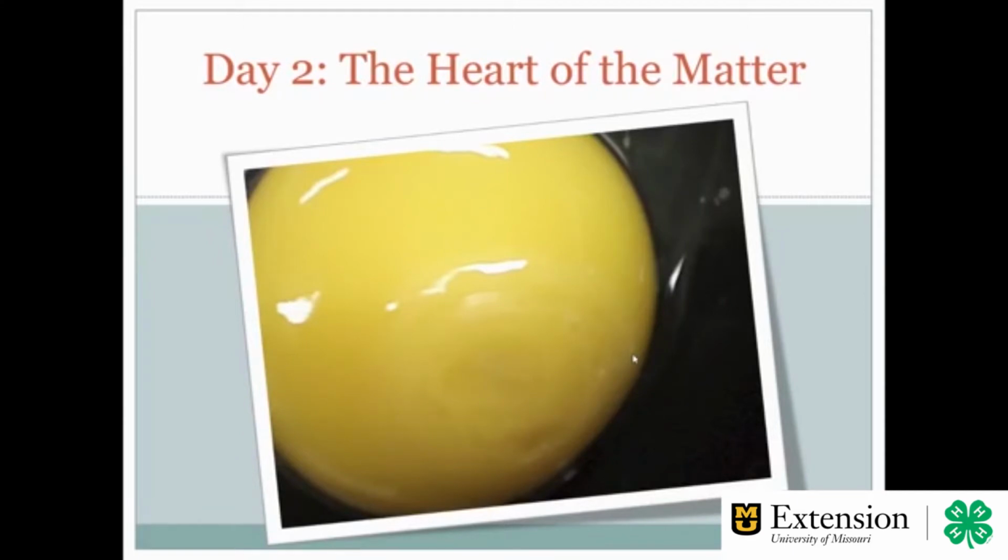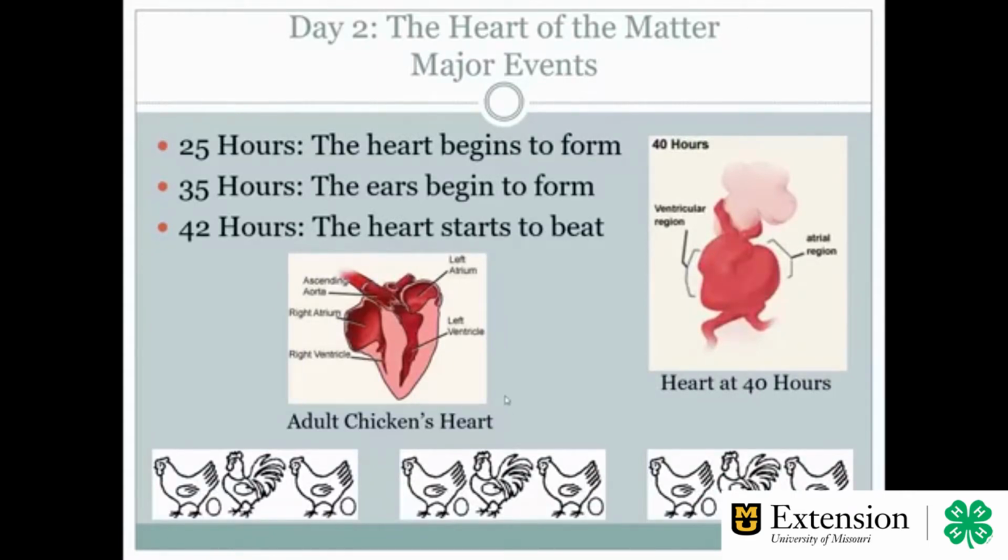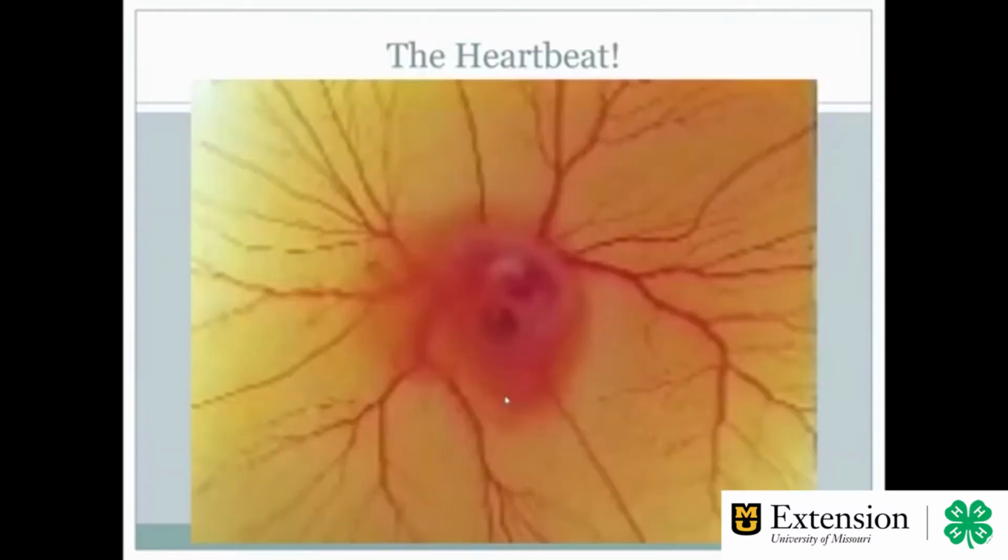Day 2, it's all about the heart. Again, we see that germinal disc getting bigger right there. At 25 hours, the heart begins to form. At 35 hours, the ears are forming. And at 42 hours after fertilization, we have a heartbeat. This video is actually going to show the heartbeat inside the egg.